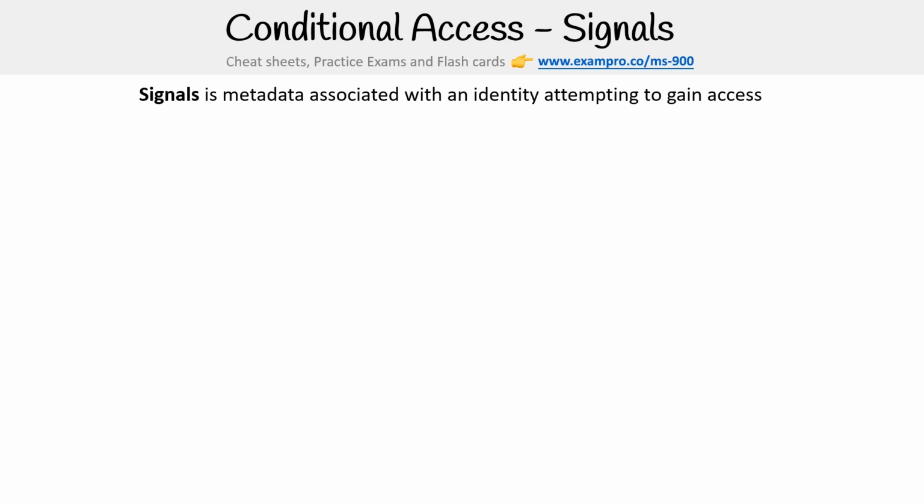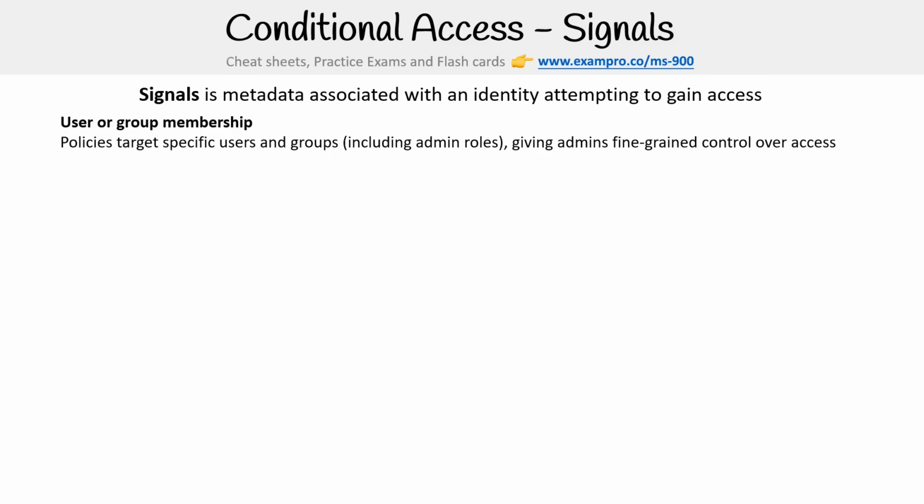Signals are metadata associated with an identity attempting to gain access. And we'll be going over the full list of signals that are possible in conditional access, starting with users or group membership. So policies target specific users and groups, including admin roles, giving admins fine-grained control over access.